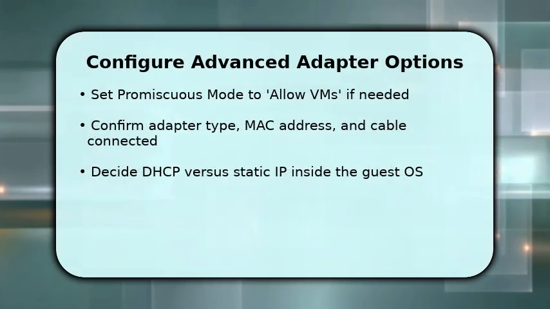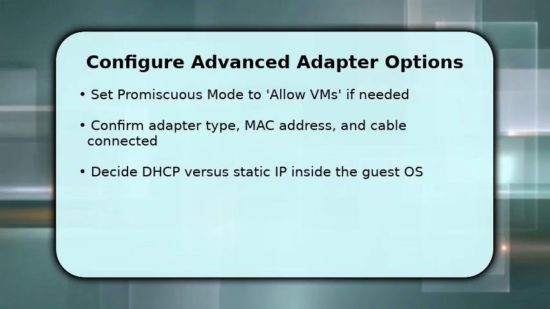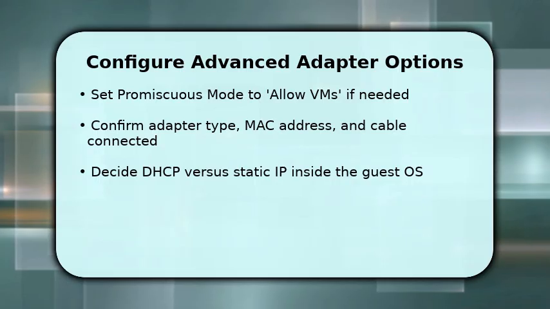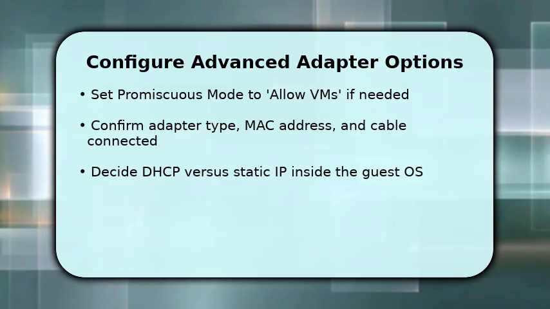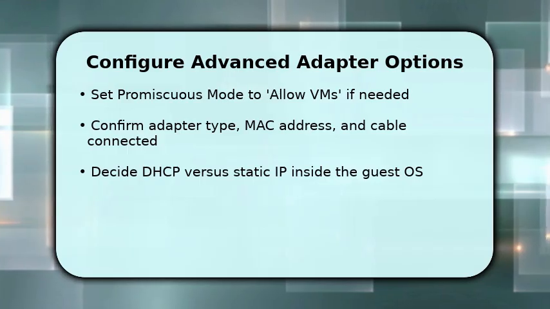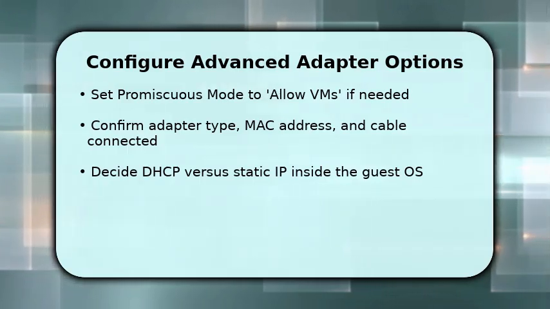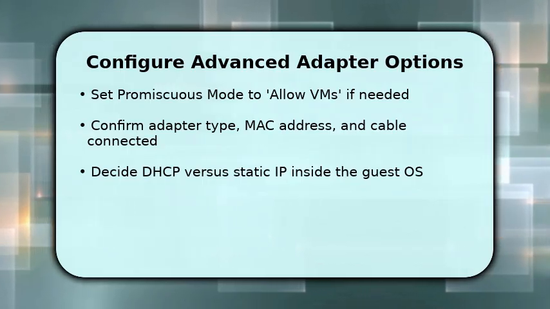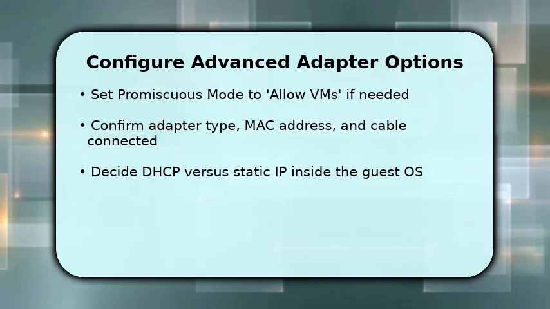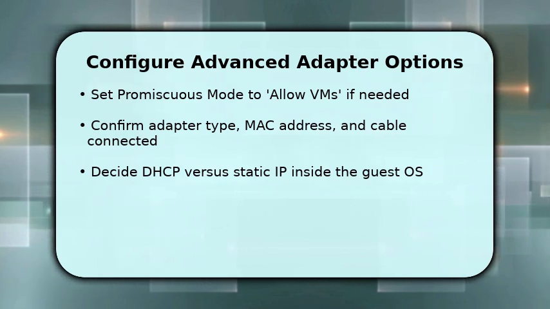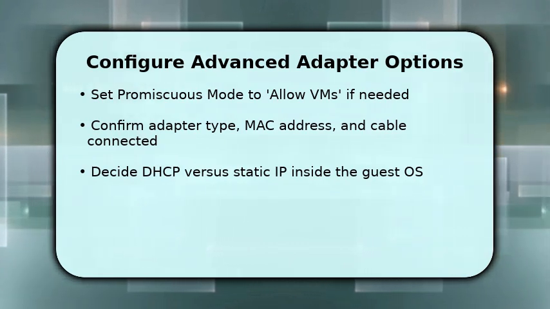Next, you configure the detailed options to ensure stable operation. In Network, then Advanced, set promiscuous mode only if required by monitoring or bridging multiple guests. This controls packet visibility. Verify adapter type matches host drivers, and optionally assign a fixed MAC to avoid DHCP conflicts. Then start the VM, and inside the guest, choose DHCP for automatic IP or assign a static IP on the same subnet as your router. This is critical so services and name resolution work predictably on your LAN.